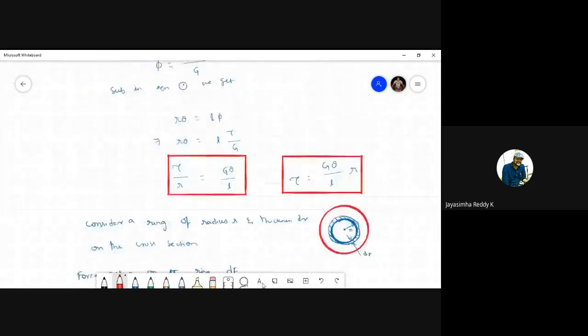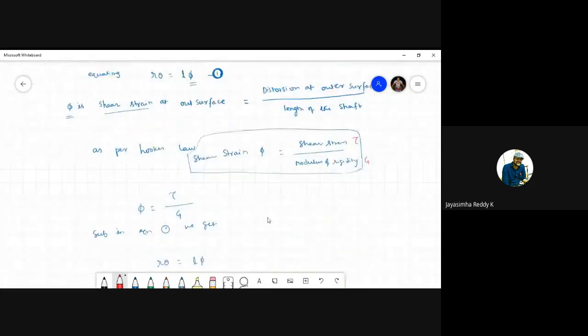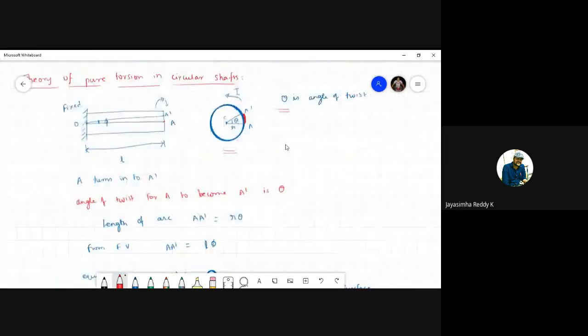So this is a very simple derivation, students. The only thing is you have to draw the figure carefully. So OA and OA dash, I have written A dash in both ways. So in front view and side view, I have written for A dash. In front view, it has become L phi. In side view, it has become R theta. So I have equated both of them. R theta is equal to L phi.